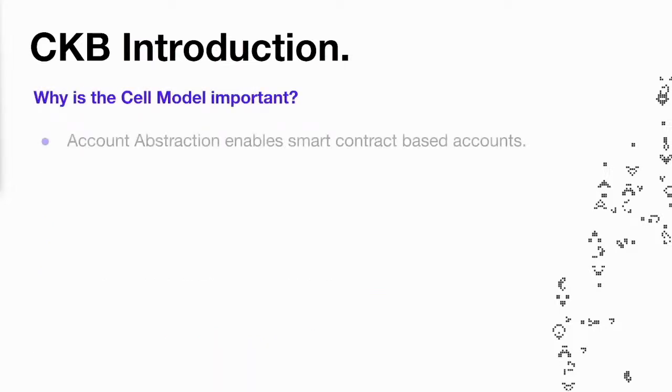Why is the cell model important? Account abstraction enables smart contract-based accounts. So I mentioned this before. Account abstraction means that instead of just using a simple private key, public key pair, you actually rely on a smart contract to manage accounts. And this is important for a lot of reasons.